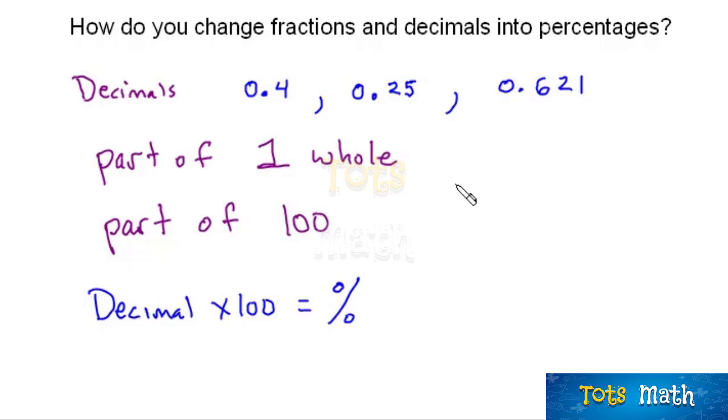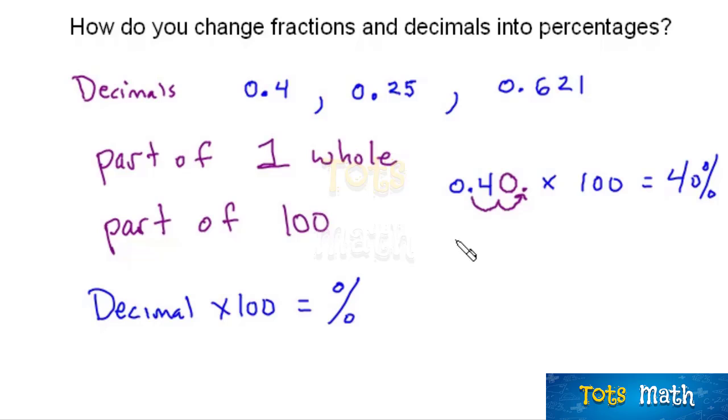Let's begin with 0.4. To change this decimal to a percentage, all we have to do is multiply by 100. And when we multiply a decimal by 100, all we're doing is moving the decimal point 2 places to the right. So we're going to need to add a 0 after the 4, and now we can move the decimal 2 places to the right. And our answer is 40%.